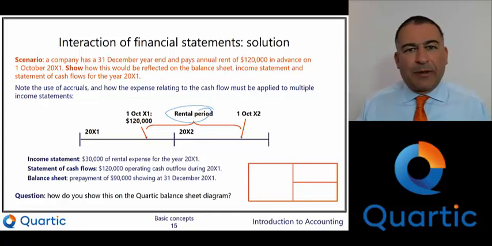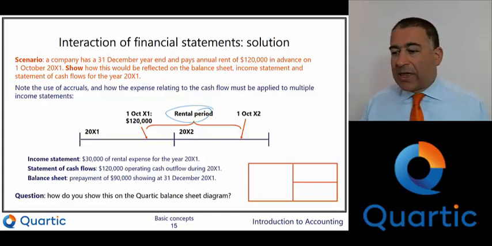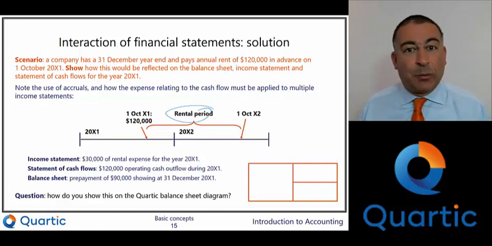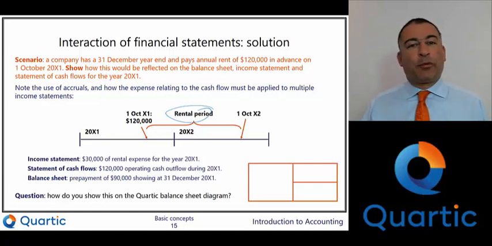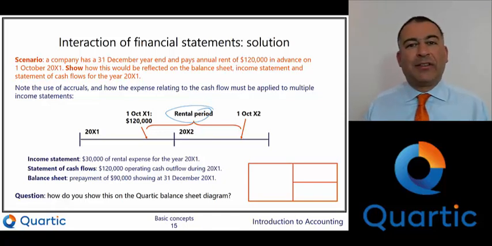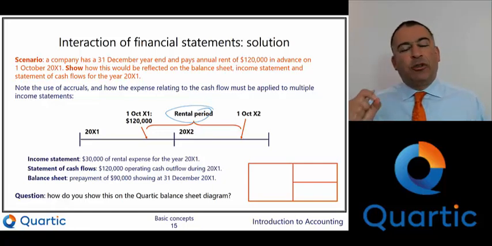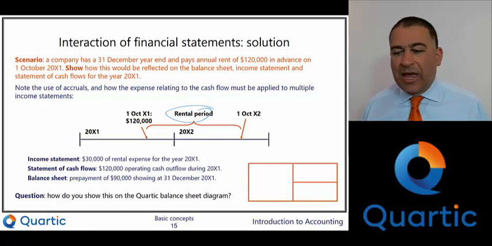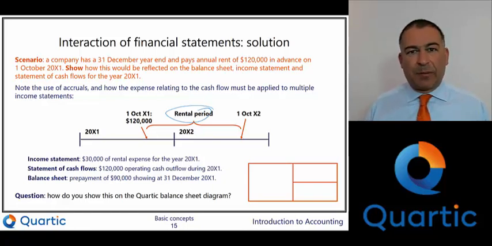The cash flow statement is the easiest of the three. That's saying what cash came in or went out. Answer, 120,000 went out. Is that operating, investing, or financing? Hopefully you can realize it's operating because it's part of the functioning of the business. It's not an investment. You're not buying a long-term asset here. And it's not financing. It's nothing to do with the shareholders. So 120,000 operating cash flow would be CFO, cash flows from operations, and it would be an outflow reflected in that part of the cash flow statement.